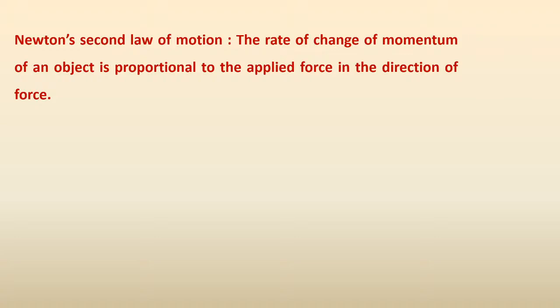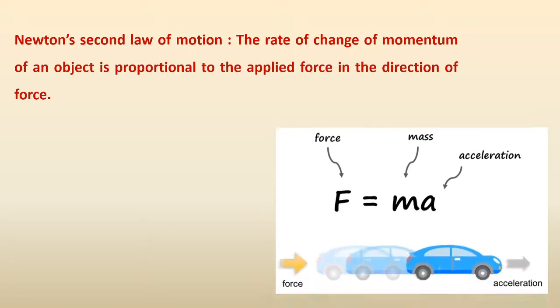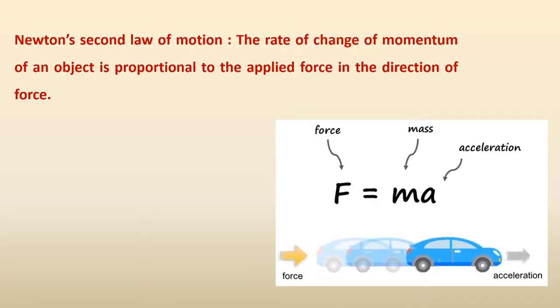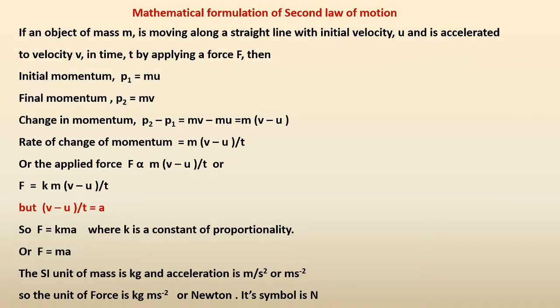Newton's second law of motion says that the rate of change of momentum of any object is proportional to the applied force in the direction of force. Force is equal to mass into acceleration, and this was Newton's second law of motion. This is the mathematical formulation of Newton's second law of motion, which we have already done. Since this explanation was not done for you, that's why I brought this slide.